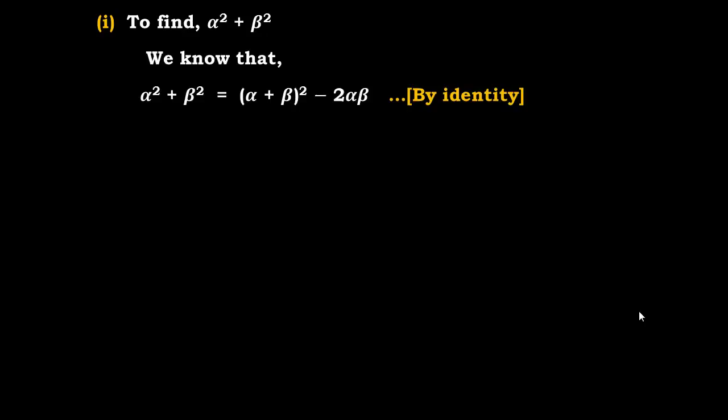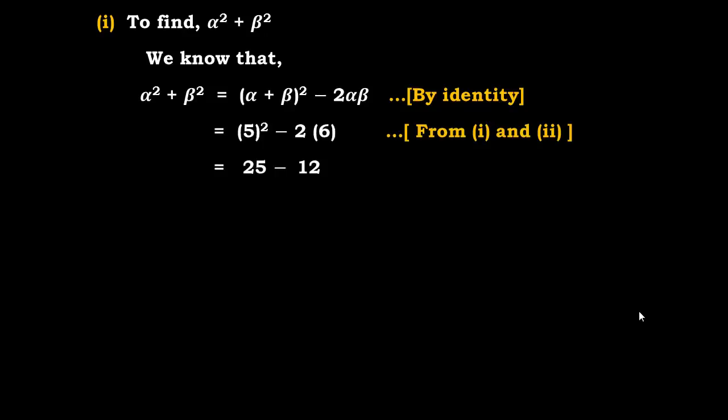Now to find alpha square plus beta square, we can use the identity, that is alpha square plus beta square is equals to alpha plus beta the whole square minus 2 alpha into beta. See, we have the values of alpha plus beta and alpha into beta, that is from 1 and 2. Alpha plus beta is 5, the whole square minus 2 into 6. 5 square is 25 and 6 into 2 is 12, 25 minus 12 is 13. So alpha square plus beta square is equals to 13.